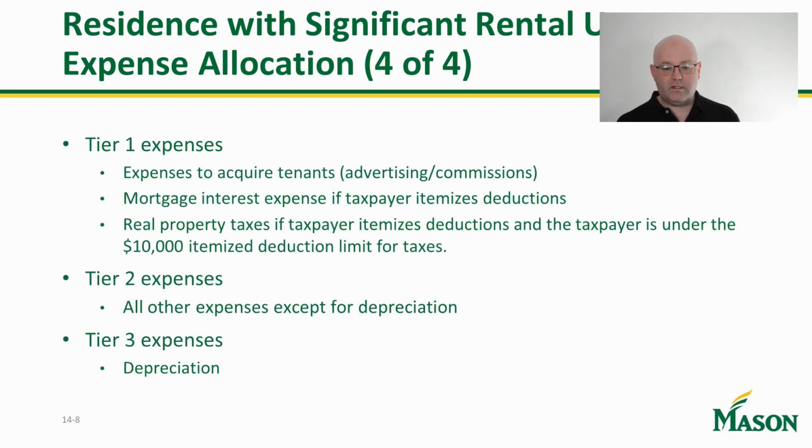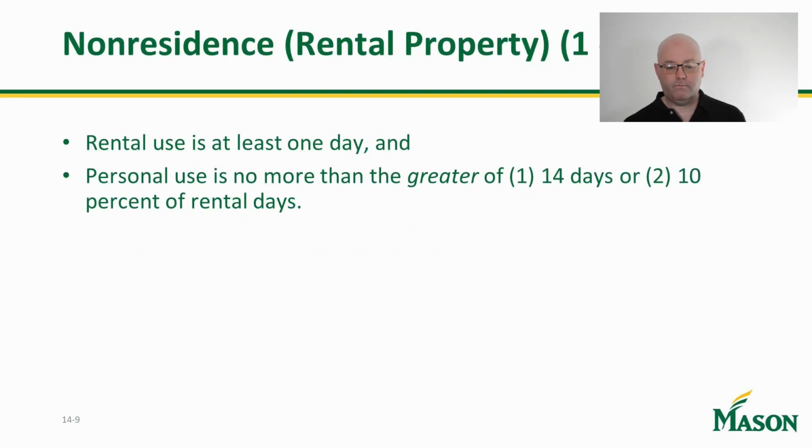So Tier 1 expenses are going to be used to acquire tenants. So basically your advertising costs, mortgage interest, rental properties. All others except for depreciation is going to be Tier 2, and then Tier 3 is going to be your depreciation.